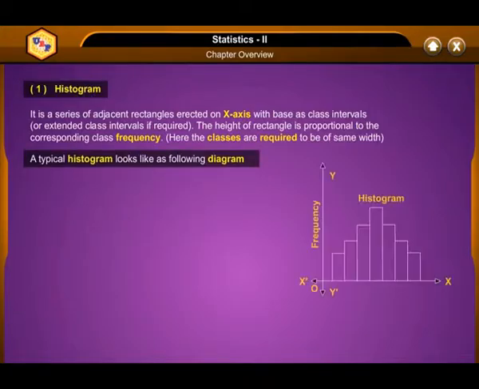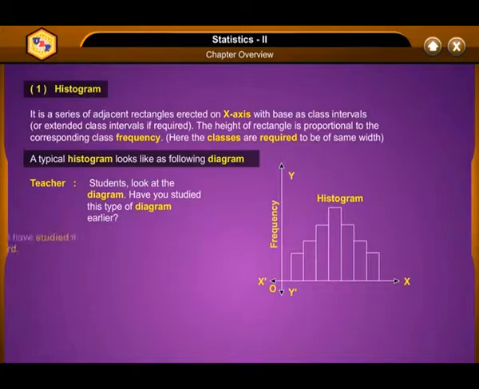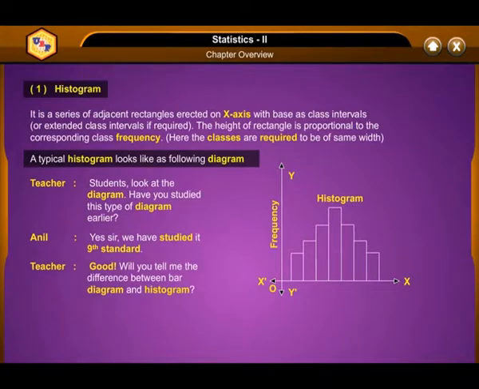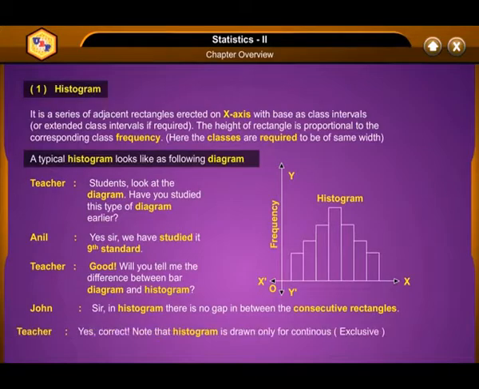Students, look at the diagram. Have you studied this type of diagram earlier? Yes, sir, we have studied it in 9th standard. Good. Will you tell me the difference between a bar diagram and a histogram? Sir, in a histogram, there is no gap between the consecutive rectangles. Yes, correct. Note that a histogram is drawn only for continuous, exclusive classes.